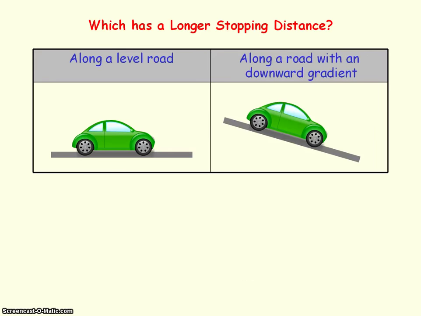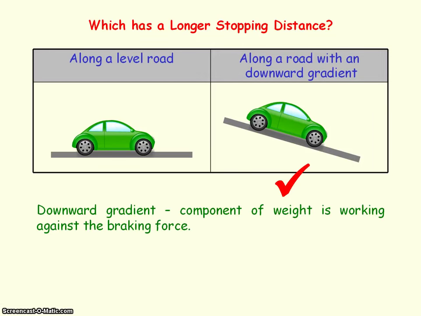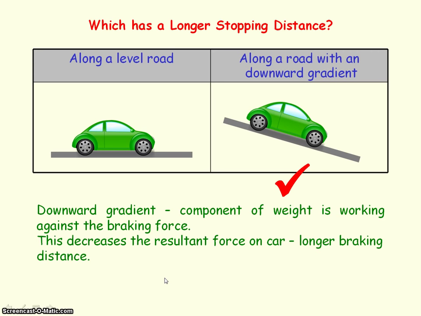A car moving down a road with a downward gradient will have a longer braking distance and hence a longer stopping distance, and that's because it has a component of weight working against the braking force. The component of weight is acting in the direction of the motion of the car, but the braking force is acting in the opposite direction to the motion of the car, so that then the resultant force on the car will be less, so there'll be less deceleration on the car, so a longer braking distance.